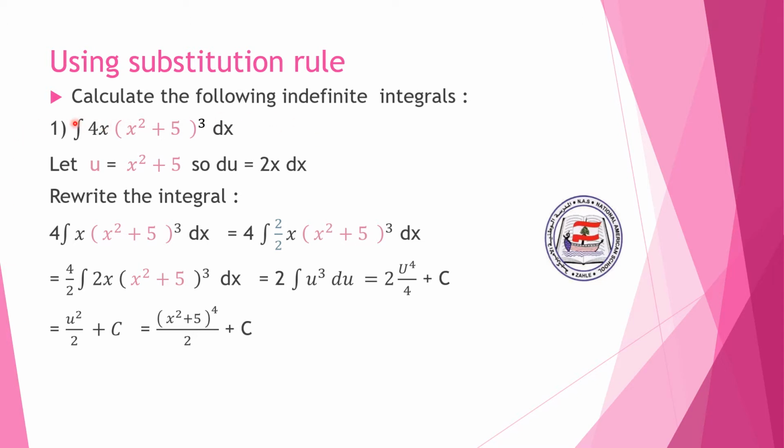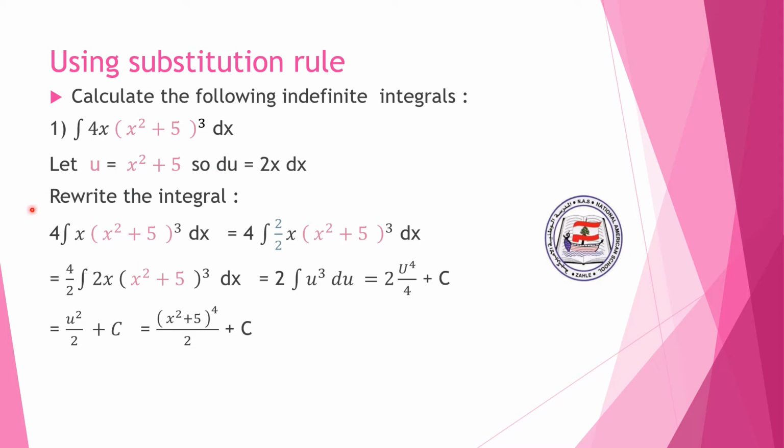For example 1, integral of 4x into (x squared plus 5) to the power of 3 dx. Using the substitution rule, we need to take the substitution for the expression with the highest power. So let u equal x squared plus 5. The derivative du is equal to 2x dx.